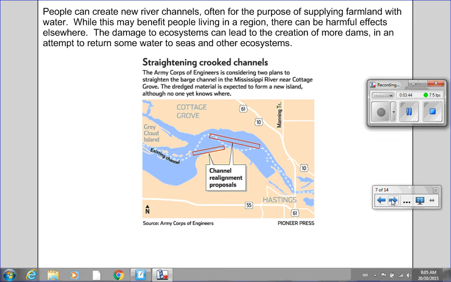People can create new river channels, often for the purpose of supplying farmland with water. While this may benefit people living in a region, there can be harmful effects elsewhere. The damage to ecosystems can lead to the creation of more dams in an attempt to return some water to seas and other ecosystems.